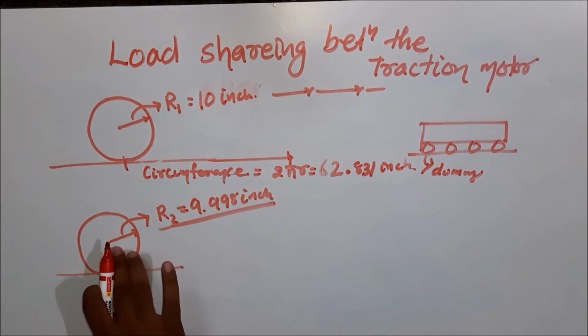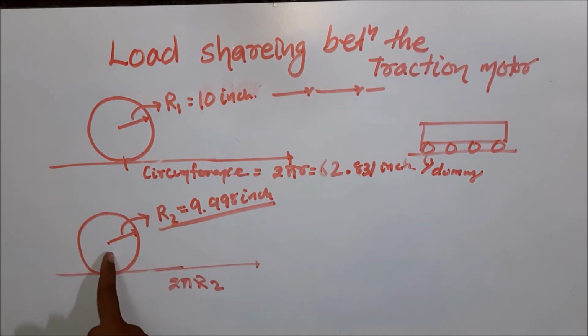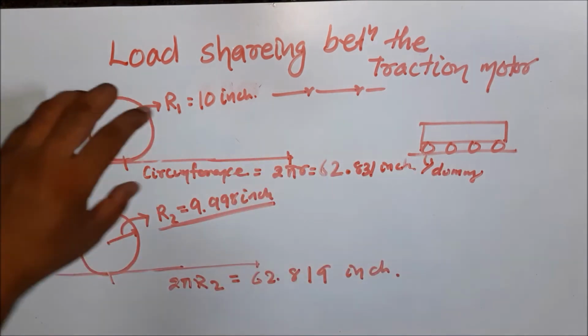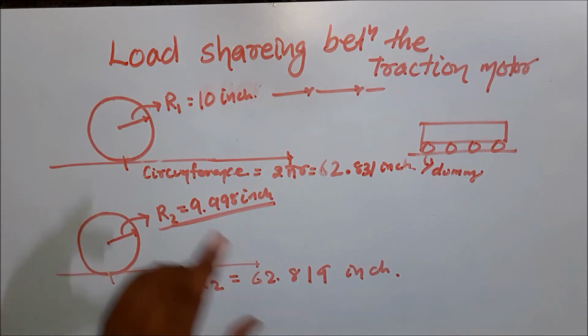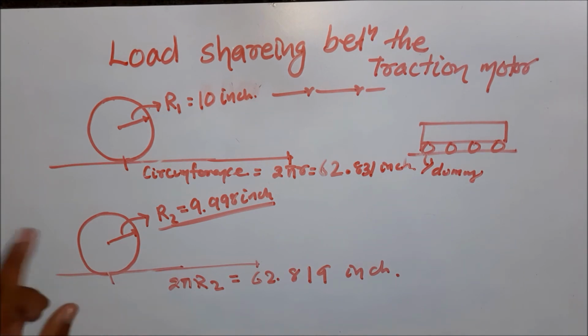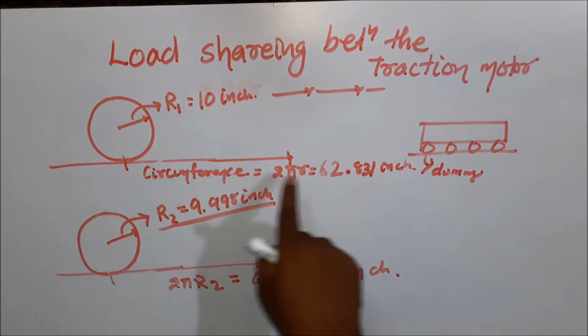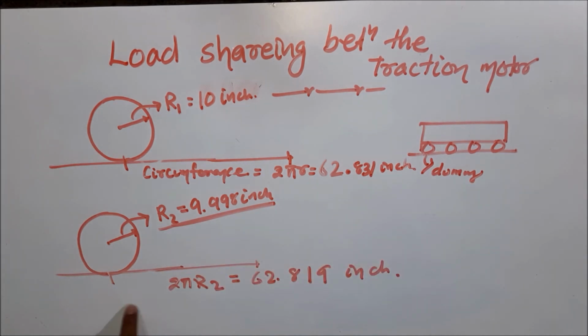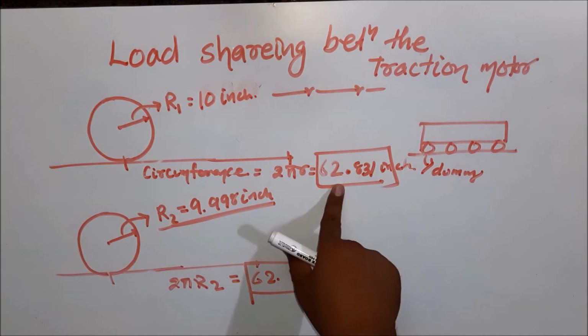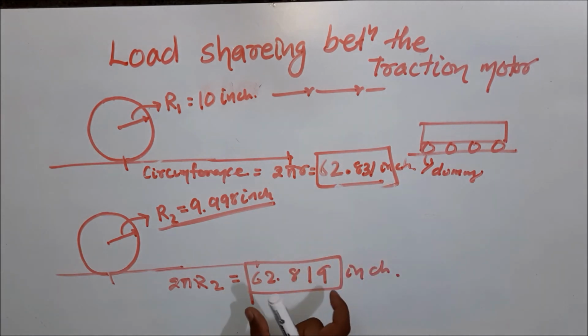After the reduction of the wheel radius, after one rotation this wheel can travel 2 pi r2 distance, which is nothing but 62.819 inch. Clear? That means in a single locomotive, this wheel is available and this wheel is available. The motor is giving one rotation to this wheel and another motor is also giving one rotation to this wheel. You can see this wheel can travel 62.831 inch and this wheel can travel 62.81 inch. So there is a difference in distance traveled by both wheels with one rotation.